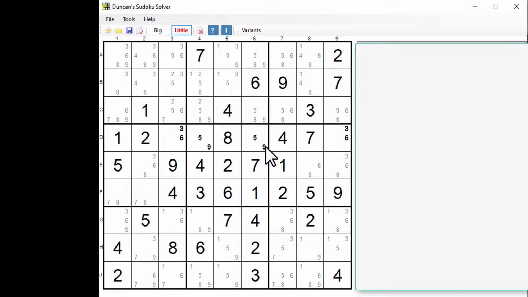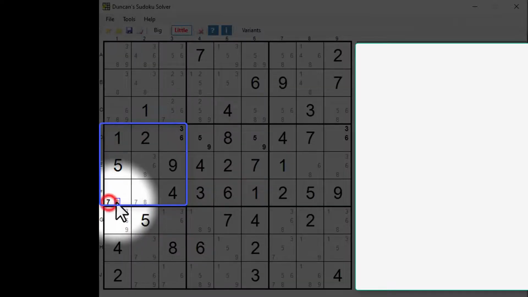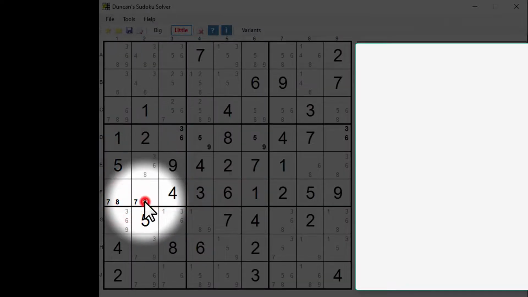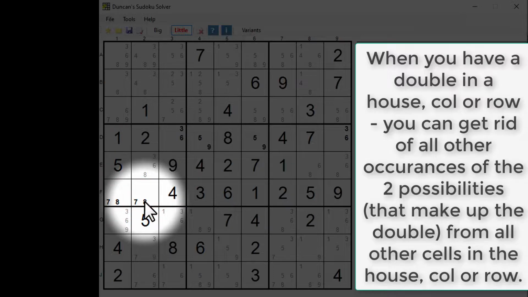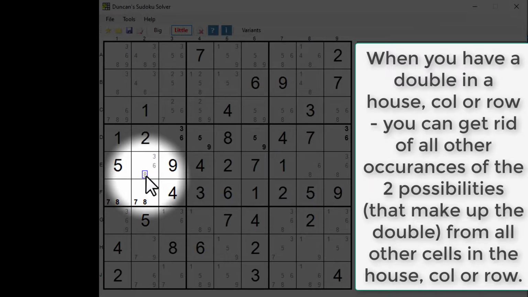But if we go over to house number 4, that's the house here, we can see there's another double down here, which is 7, 8. So think about this house. We can only put the 7 or the 8 in either F1 or F2. In other words, if F1 is a 7, then F2 will be an 8, and vice versa. Which means that this 8 here in E2 can't exist, so we can get rid of that.